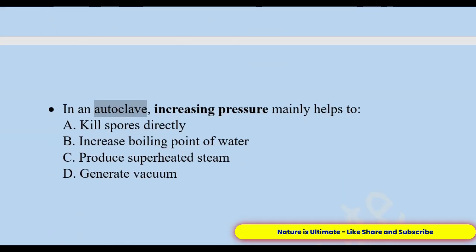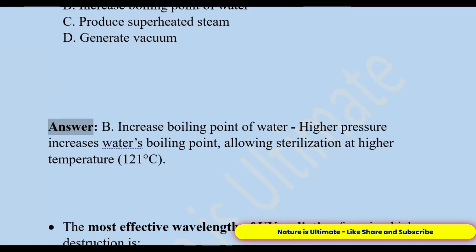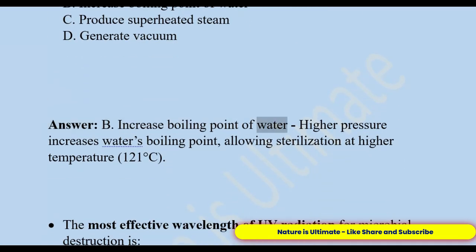In an autoclave, increasing pressure mainly helps to A. Kill spores directly. B. Increase boiling point of water. C. Produce superheated steam. D. Generate vacuum. Answer: B. Increase boiling point of water. Higher pressure increases water's boiling point, allowing sterilization at higher temperature, 121 degrees Celsius.